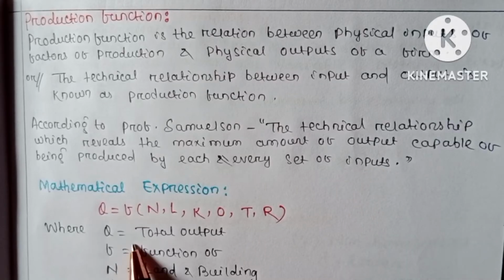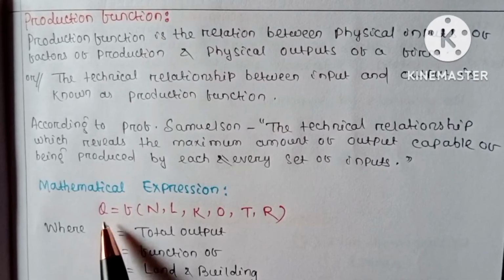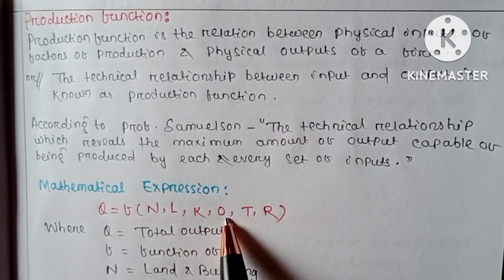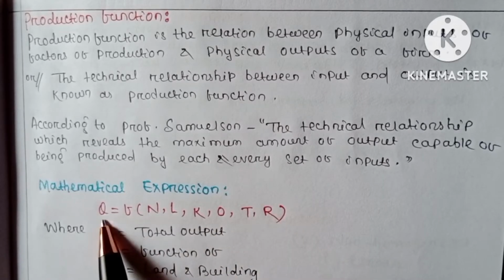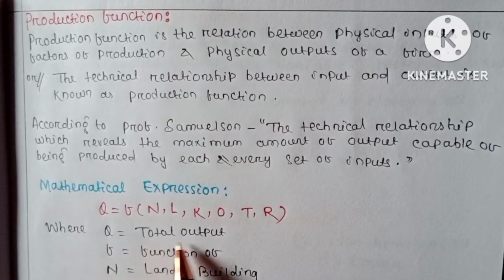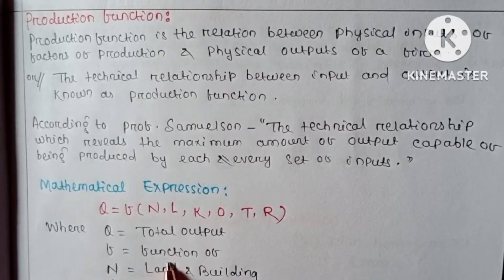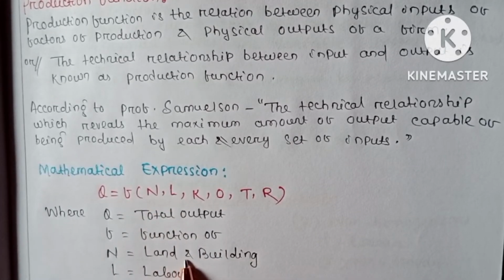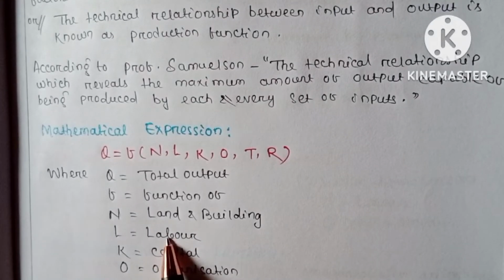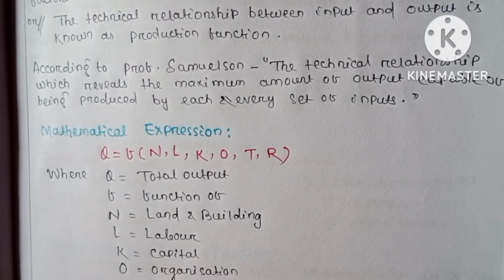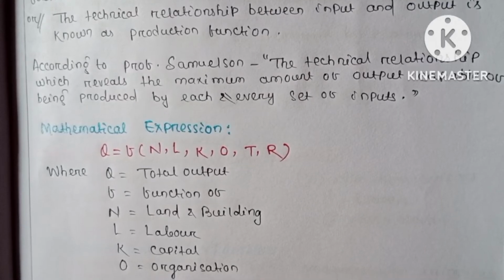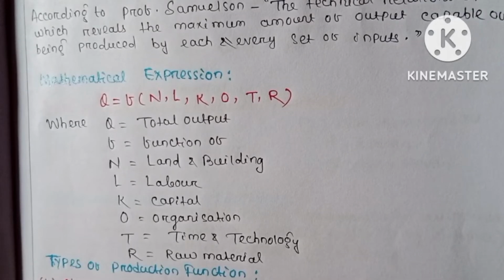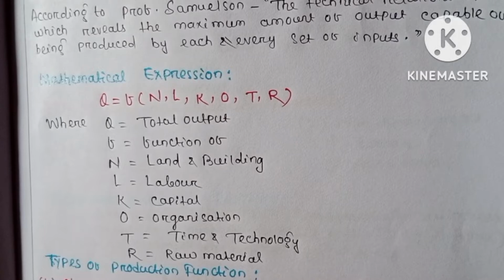Mathematically we can express the production function as Q equal to f(N, L, K, O, T, R). What does Q represent? Q represents total output, and f is the function. N means the land and the building, L represents labor, K represents capital, O represents organization, T stands for time and technology, and R stands for raw material. Then next we will discuss types of production function.